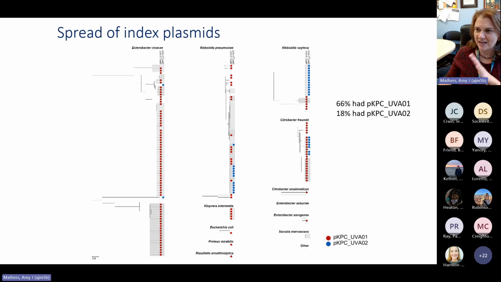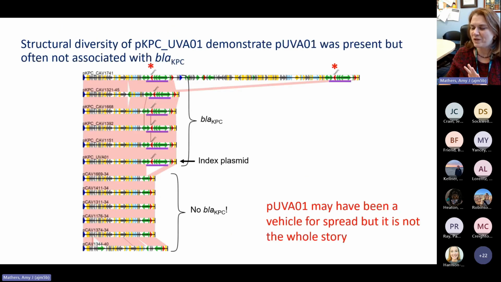And very quickly, and not to confuse you too much, we did long-read sequencing, and we found, in fact, pUVA01 carrying KPC was present in a lot of the isolates. Of the 17 randomly selected long-read sequences that we did, 11 of them had pUVA01, so the vast majority. But the problem was some of those plasmids no longer carried KPC. So it looked like pUVA01 was the vehicle from which things were moving, but it wasn't really straightforward because they weren't even a KPC plasmid anymore.